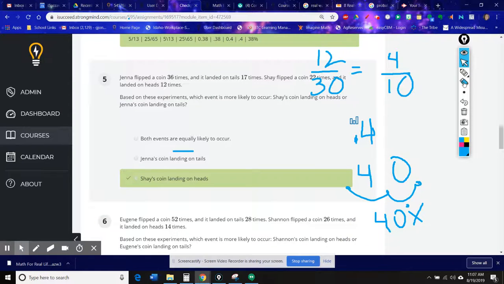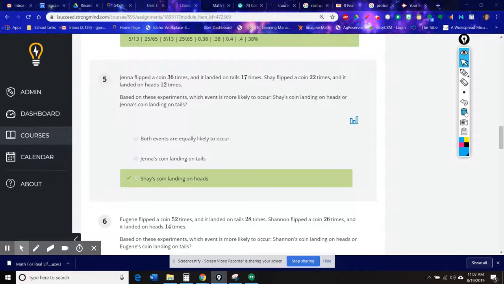Let's look at this one. Jenna flips the coin 36 times and it lands on tails 17 times. Shay flipped a coin 22 times and it landed on heads 12 times. Based on the experiments, which event is more likely to happen? So what we have to do is find the likelihood that this happened and the likelihood that this happened, right? So we're going to make a fraction. We're just going to compare.